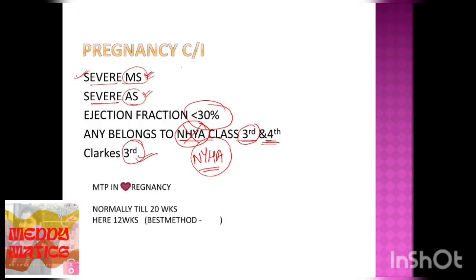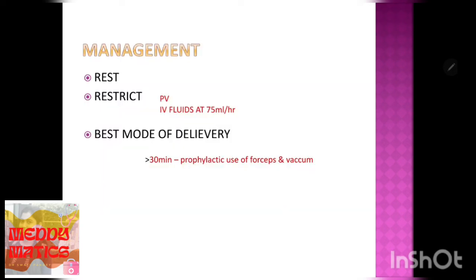Okay, so any patient belongs to NYHA class 3rd and 4th. There, the pregnancy is contraindicated, and the patient is advised to go for MTP. MTP is medical termination of pregnancy. Normally, it is allowed till 20 weeks, but here in heart diseases, it is allowed up till 12 weeks, and the best method is suction evacuation. Okay. Now the next thing, management.